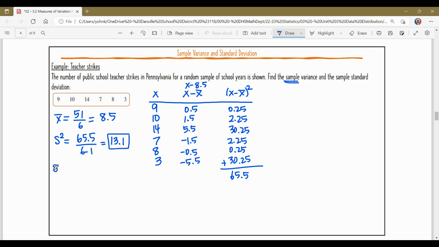If I want to find the standard deviation, which is just a regular s, I'm going to square root that 13.1. But remember, I'm going to leave the value on my calculator. I'm not going to round it. And I get a standard deviation of 3.6. It's a pretty small standard deviation, which means the numbers are pretty close together, which we can see, they only go from 3 to 14, so they're fairly close.